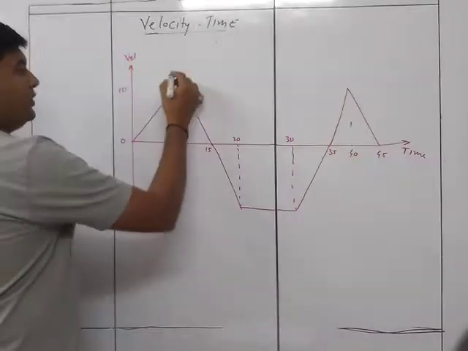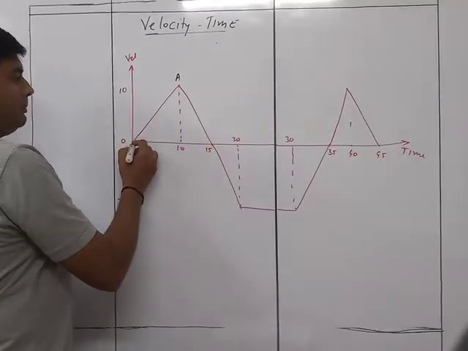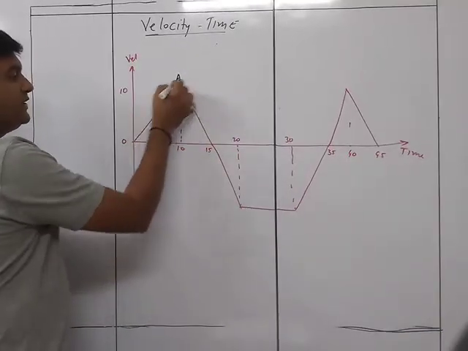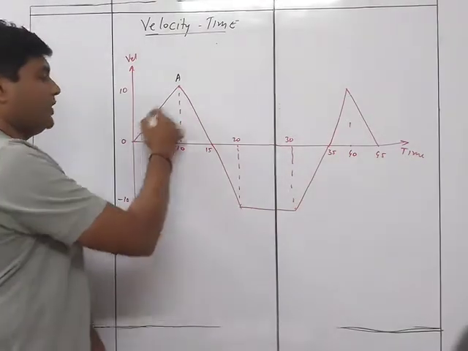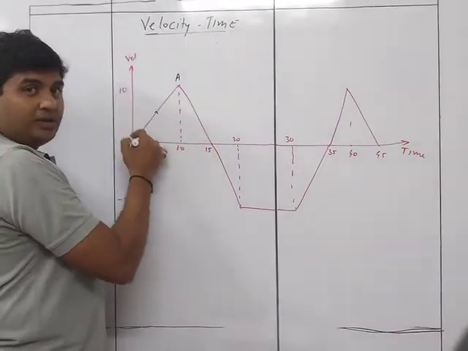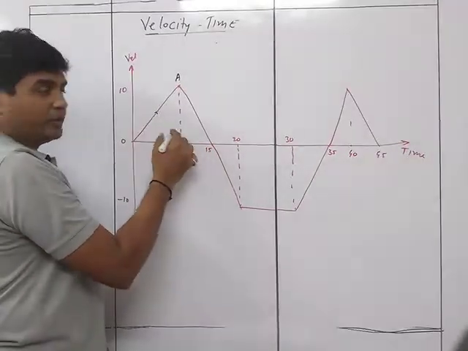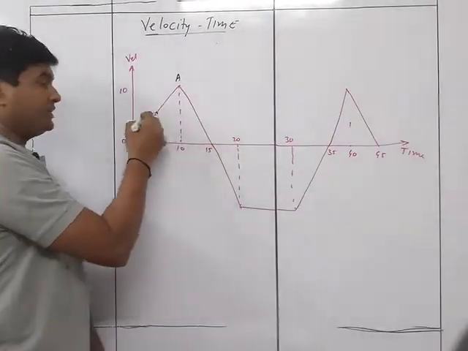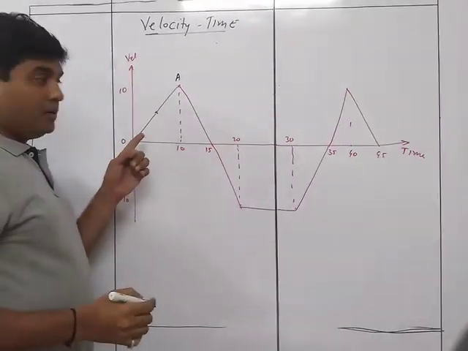It is starting from O, reaching a point A. Because it is a positive slope, you can see the slope will be 10 minus 0 upon 10 minus 0, so 10 upon 10 will come. So it will be 1 meter per second. Positive. You can check it out.